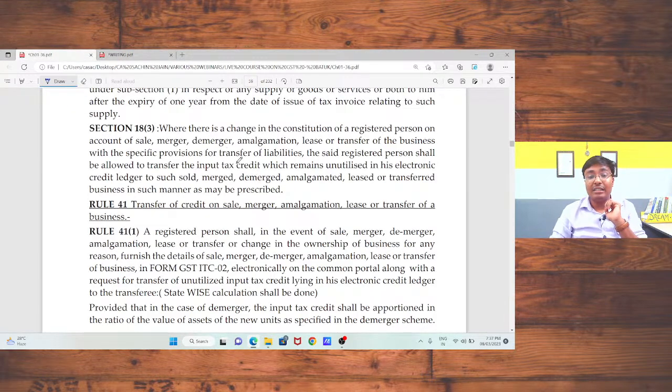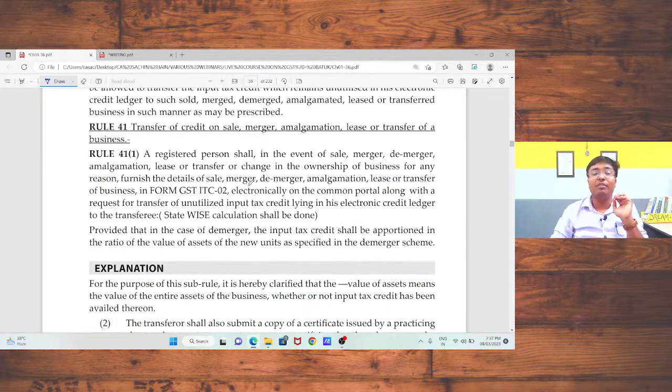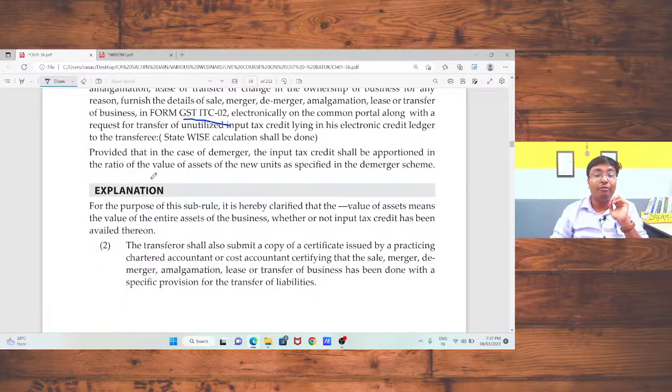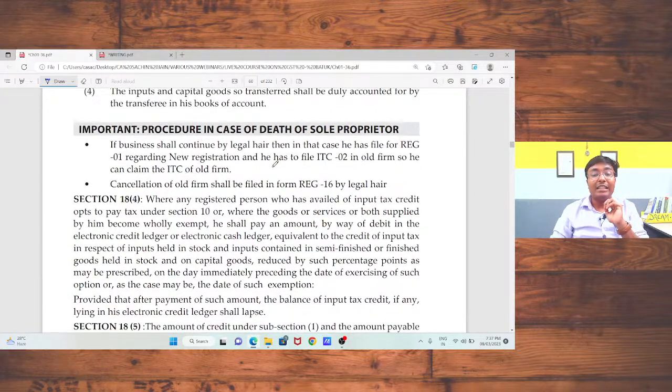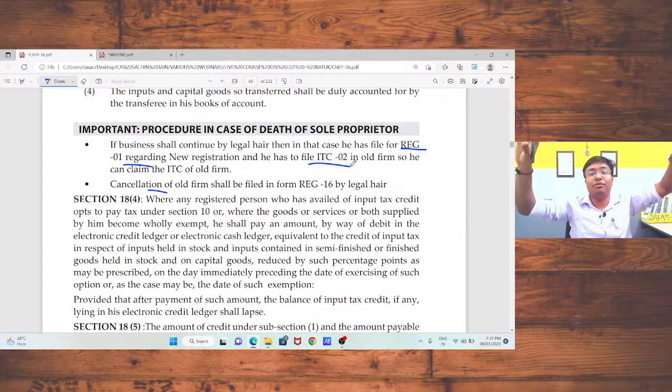Sir, the same provision is here which we had already discussed. In case of amalgamation, the form is ITC 02 and the transfer is in the ratio of value of assets. Okay, sir. The procedure in case of death is the same: form REG 01 for registration, cancellation and ITC 02. Is that okay, sir? The procedure for amalgamation, merger, demerger, and in case of death of sole proprietor.